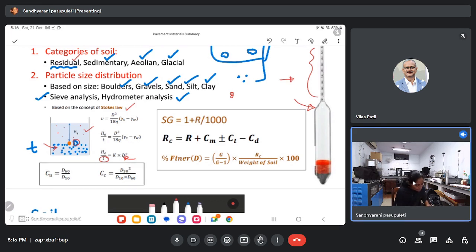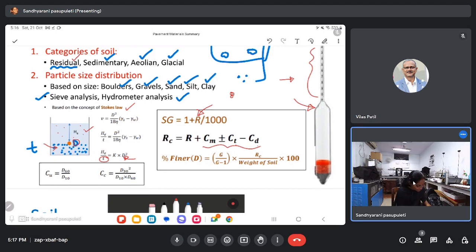In the sieve analysis of fine aggregates using the hydrometer, the main output which we would be observing is the capital R, which is the reading on the hydrometer. This hydrometer reading needs to be corrected for three corrections. One is the meniscus correction, another is the temperature correction, and another is the small d, which is for the dispersing agent correction.